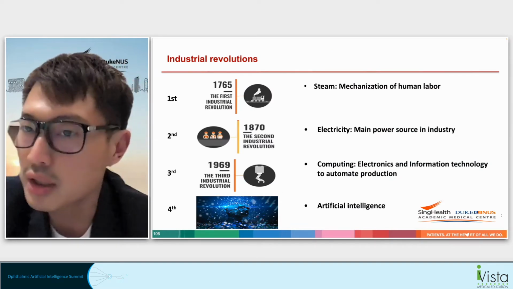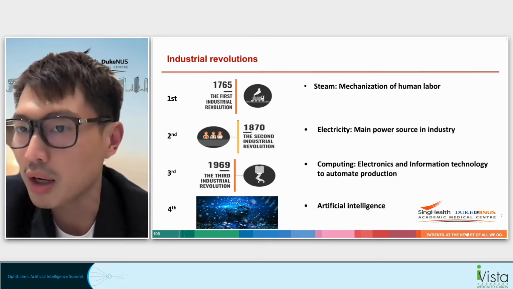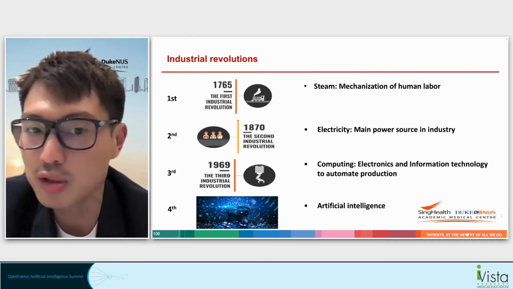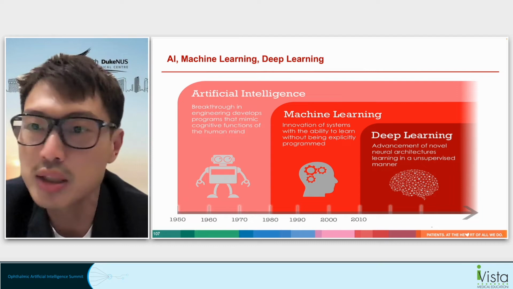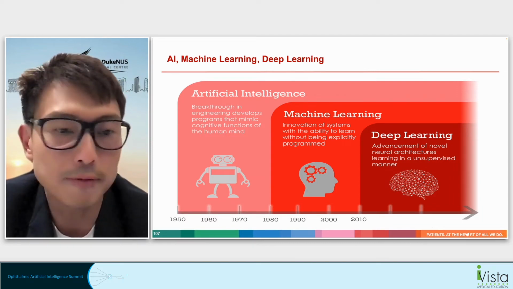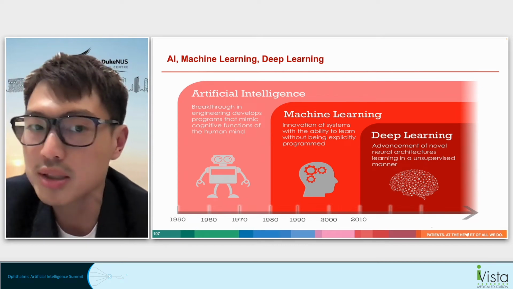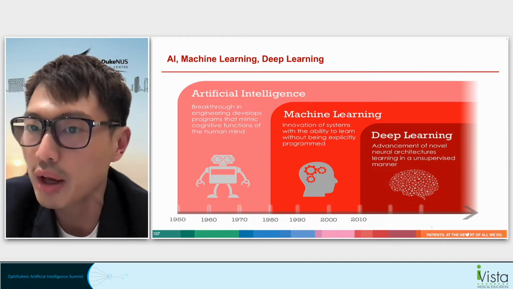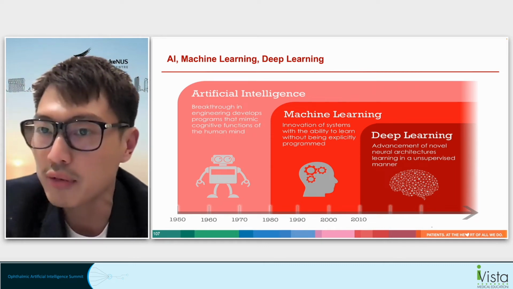So if you look at the industrial revolutions, right now we are currently at the 4th, and I would even dare to say that we're currently at the 4.5. We've been through steam, electricity, computing, and AI, machine learning, and deep learning is currently where we are at. And AI is nothing new. It started back in the 1950s, and the term machine learning was coined by Arthur Samuel back in the 1980s. Back then, he already said that the computer should have the ability to learn without being explicitly programmed, right? And this did not come to fruition because of the lack of supercomputers.